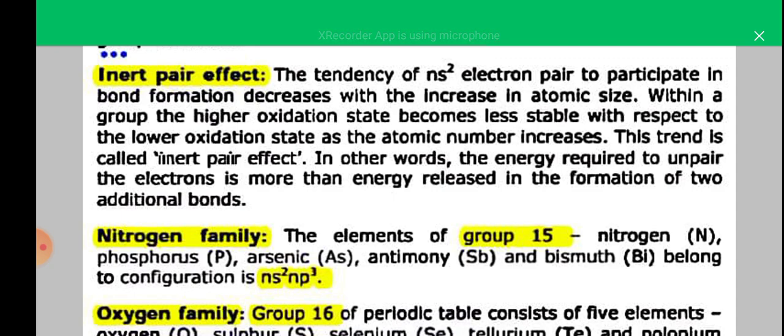In other words, you can say the energy required to unpair the electrons from the ns2 orbital is more than the energy released in the formation of two additional bonds. Okay, so down the group inert pair effect increases, and due to inert pair effect the outermost ns2 electrons of p block elements become inert and do not take part in bond formation, and therefore the lower valency becomes more stable than higher valency down the group.